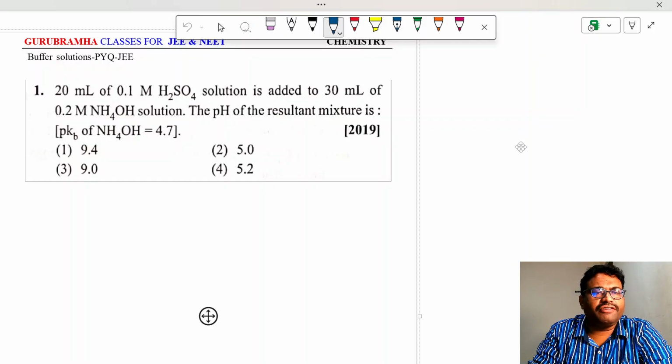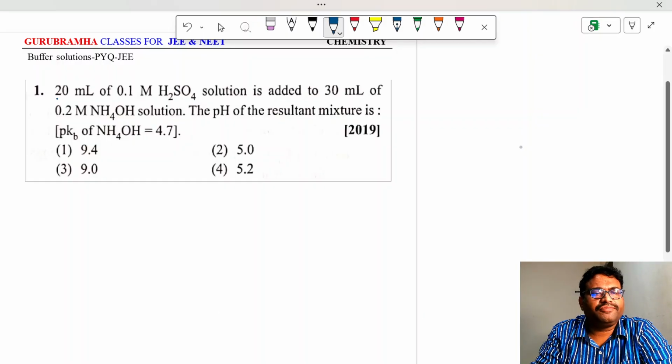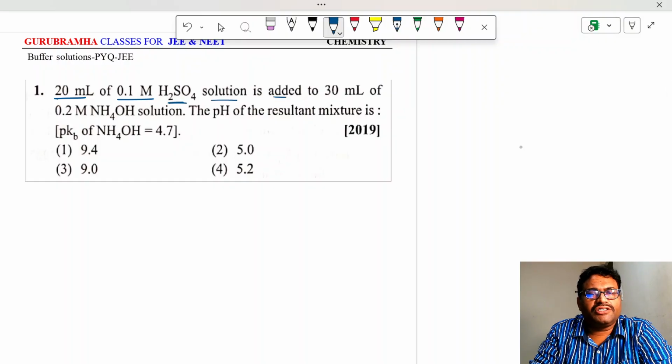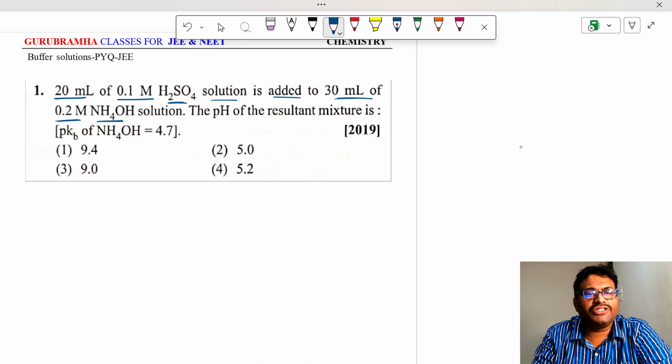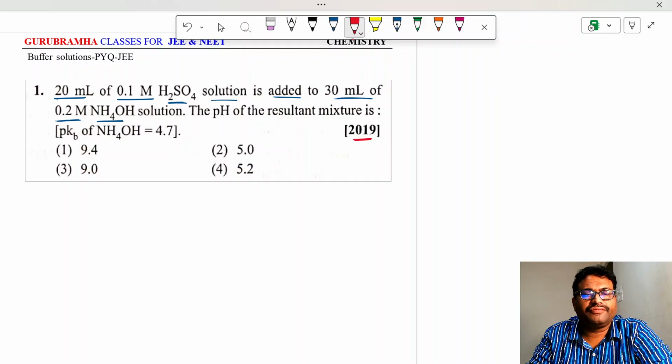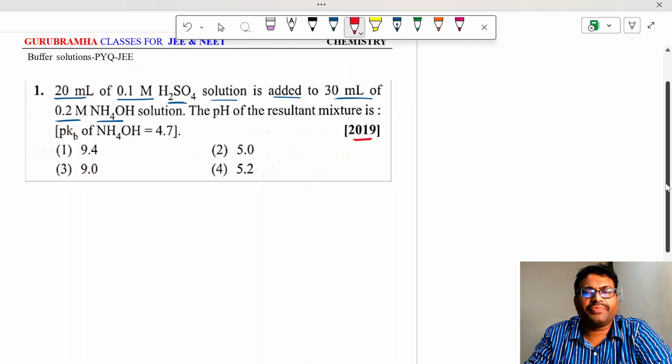So here is the question given. What is that question? 20 ml of 0.1 M H2SO4 solution is added to 30 ml of 0.2 M NH4OH solution. The pH of the resultant mixture? pKb of NH4OH is given as 4.7. This was asked in 2019, right? So let us see what is given and what is asked.